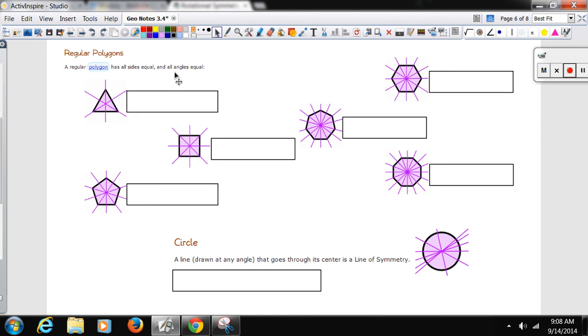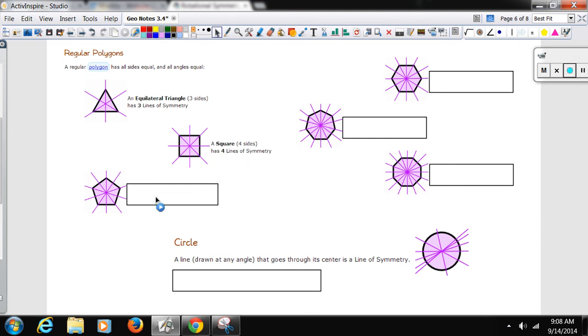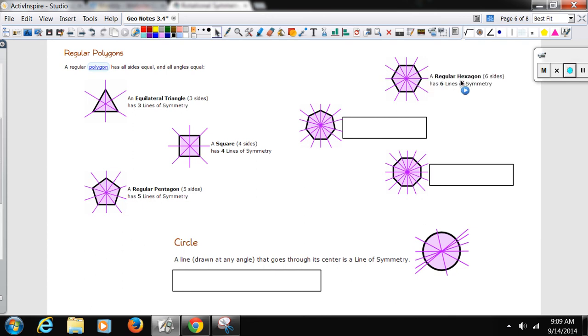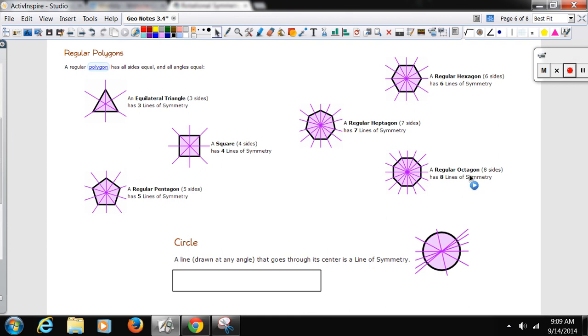Regular polygons, regular means all the same size and all the same angle. Sides are equal, angles are equal. This one, equilateral triangle, we already saw before, 3 lines of symmetry. A square has, again, 4 lines of symmetry. A regular pentagon, 5 lines of symmetry, because you could go through each angle and it would be a line of symmetry. One would fold on top of the other. A regular hexagon, where all the sides are the same, would have 6 lines of symmetry. A regular heptagon, which is 7 sides that are the same, would have 7 lines of symmetry. Octagon would have 8, decagon would have 10, and so on as it keeps going.